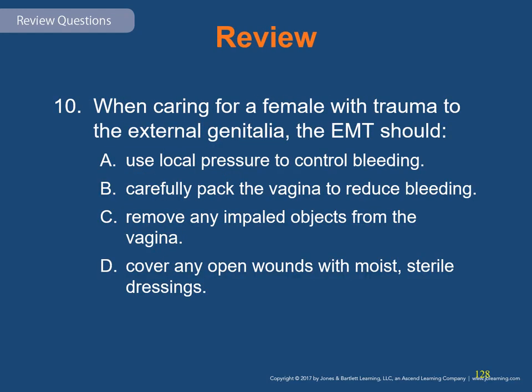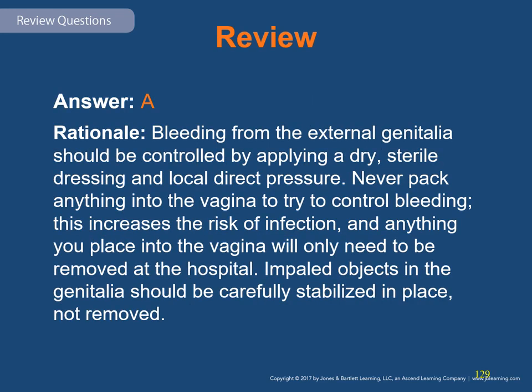Review question 10. When caring for a female with trauma to the external genitalia, the EMT should: A. Use local pressure to control bleeding. B. Carefully pack the vagina to reduce bleeding. C. Remove any impaled objects from the vagina. D. Cover any open wounds with moist sterile dressings. The correct answer is A.